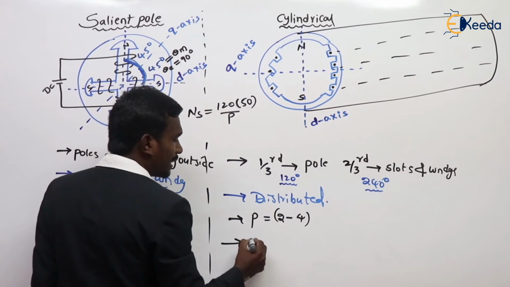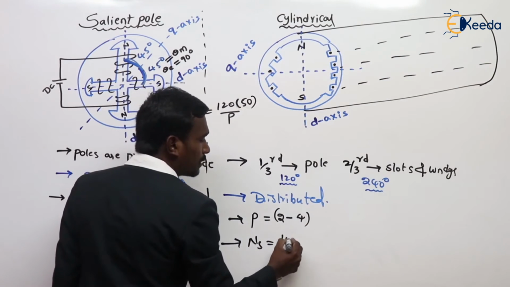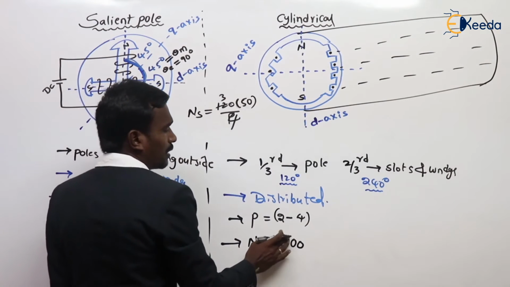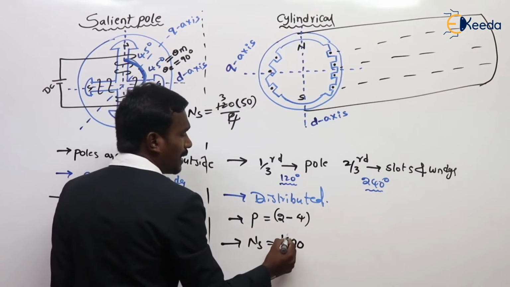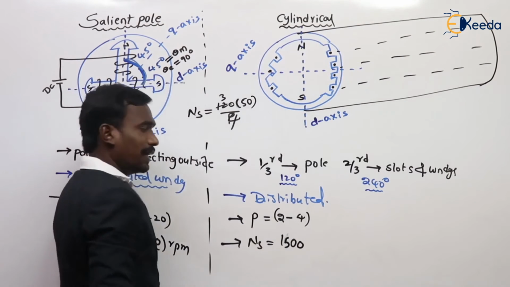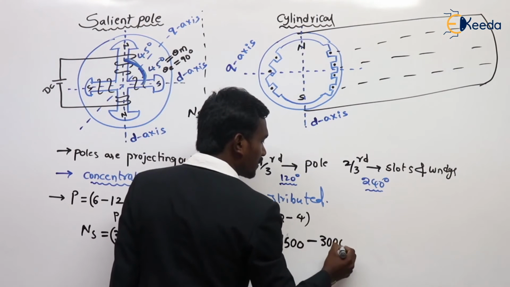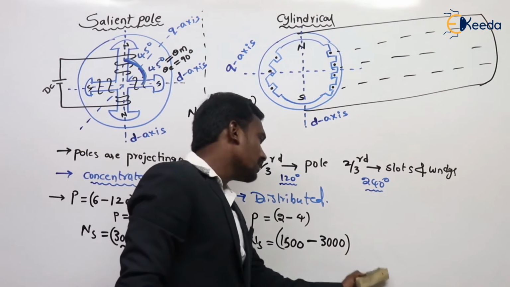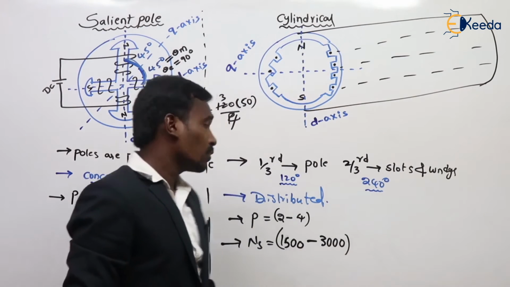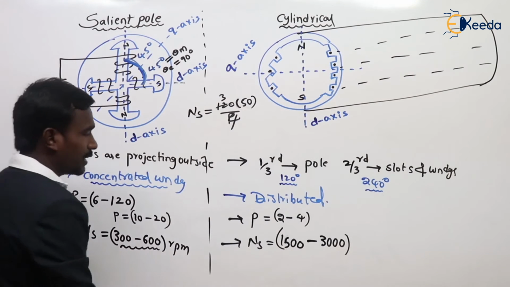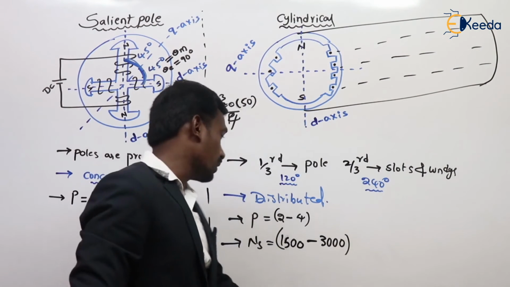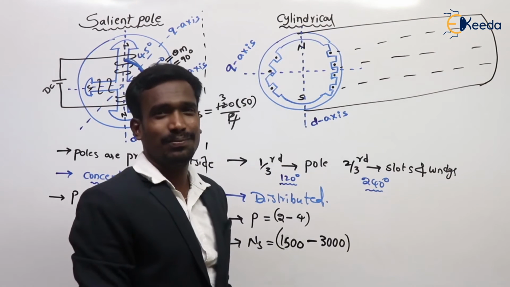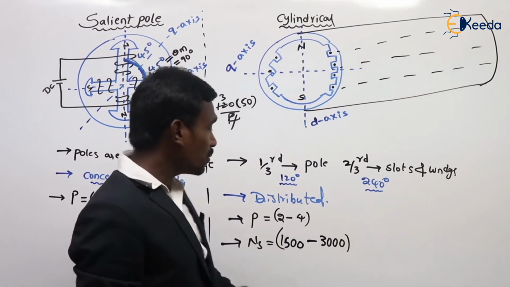Whereas in a cylindrical machine, for 4 poles the speed is 1500 RPM, and for 2 poles the speed is 3000 RPM. So here the speed range is 300 to 600, but here the speed range is 1500 to 3000 RPM. Are you okay?